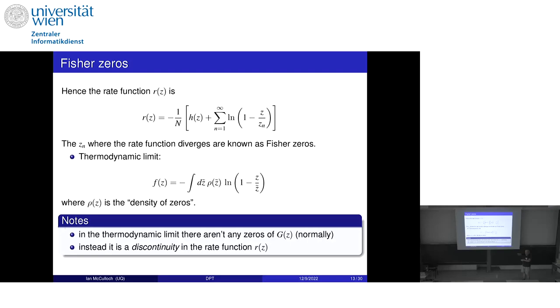Then you do this for a whole bunch of system sizes, and you accumulate these zeros somewhere on the complex plane. If they are about to hit the real axis, then I've got the phase transition at that inverse temperature. So that's the classical approach to these Fisher zeros.